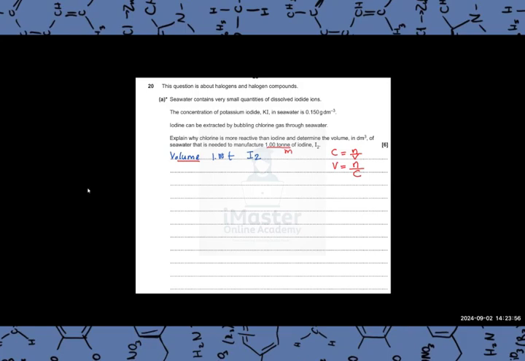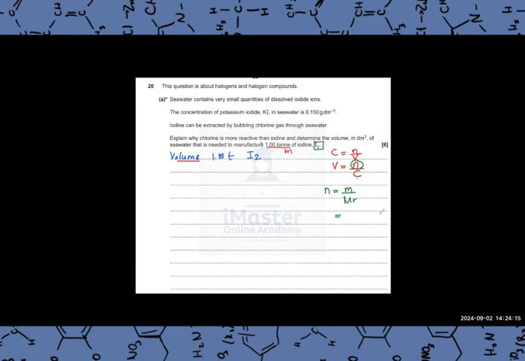Now the question is, if I can find out the amount of 1 ton of iodine, which is I2, and the concentration, I can find out the answer. Finding the amount here is not a big deal. The reason is n equals m over Mr. m is given as 1 ton.